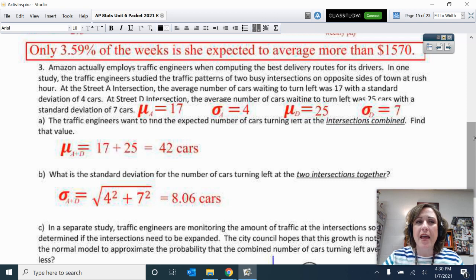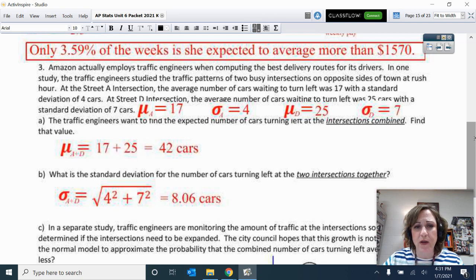Because you know what? I'm going to tell you this right now. They already plan routes for delivery drivers, and the way the drivers go is the ones where they take the most right-hand turns. Why do they take the most right-hand turns? Because right, they can turn without having to wait for the red, but left, they're going to have to wait. So that's why they're investigating this. At the Street D intersection, the average number of cars waiting to turn left is 25 with a standard deviation of 7. Okay, so here we go.